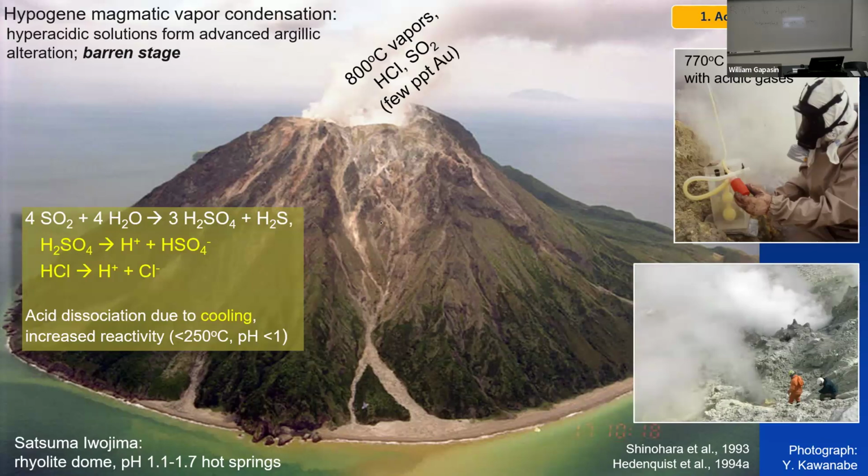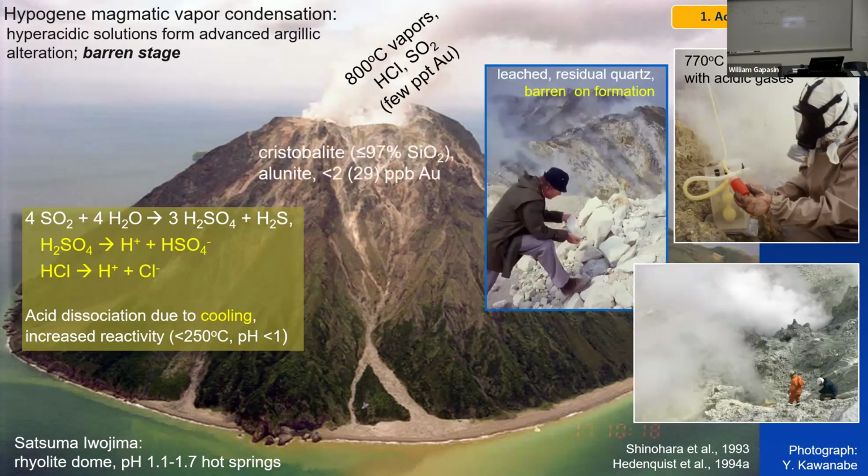But cooling to 200 degrees, you get about 50 times dissociation of the acids, such that we now have hydroxyl ions, hydrogen ions to attack the rock. At 300 degrees, these acid species are not reactive. At 200 degrees, they're extremely reactive, pH less than 1. And that's all due to cooling.